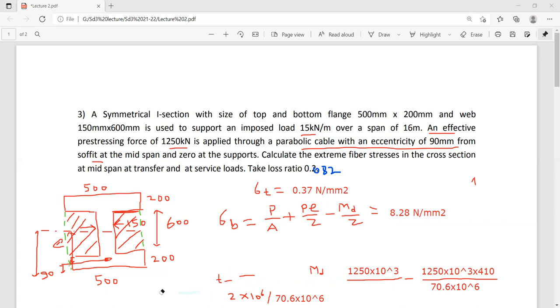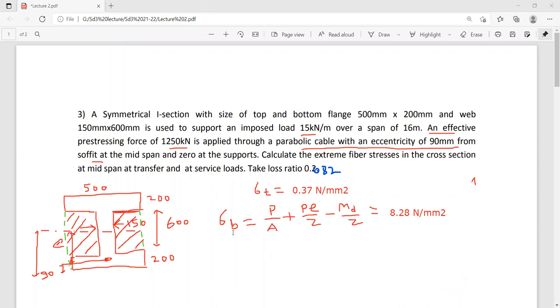Okay, so now find out for case two: stresses at service. Service means here we are considering pre-stress plus self weight plus live load. Live load means it is the superimposed load.